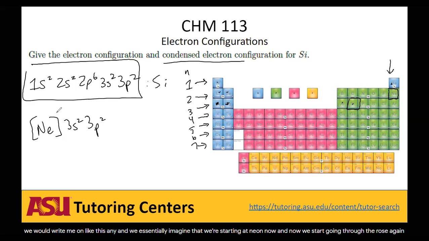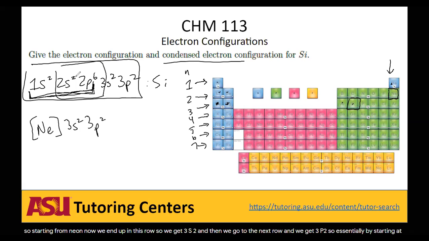So essentially, by starting at the previous noble gas, you start at the last full shell, right? Because we filled up the 1 shell, and we filled up the 2 shell, but we didn't fill up the 3 shell. So what we did by writing out neon, we wrote the electron configuration of the first 2 shells we had. And then we just wrote out the rest of it that's left over because we didn't actually end up filling up the 3rd shell. We only filled up the first 2.